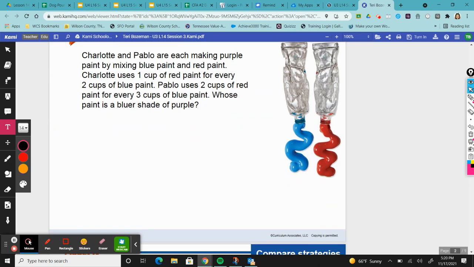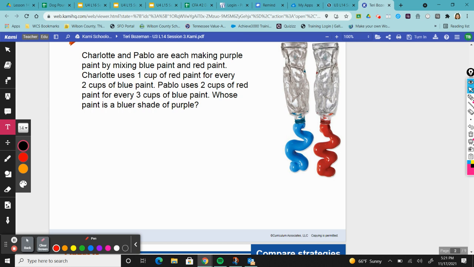Pablo and Charlotte. I would not make an entire list of ratios for this. Okay? Your curriculum suggests that, all right? It is a good strategy if you are struggling with your basic multiplication and division facts. Okay? It's a good strategy. But a lot of us know our basic multiplication facts.